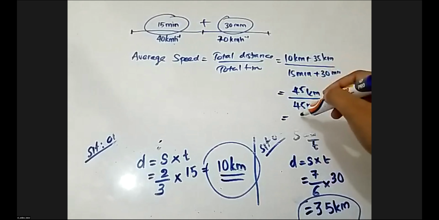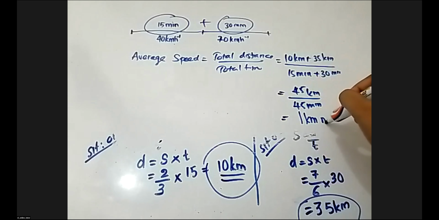Right. Now, average speed. Write the equation first. Total distance over total time. Total distance is 10 kilometers plus 35 kilometers. Total time is 15 minutes plus 30 minutes. Answer is 45 over 45, kilometer and minute. What is the answer now? 1. 45 divided by 45 is 1.